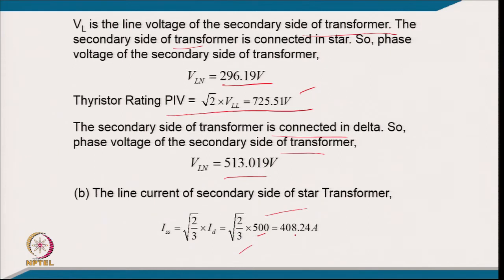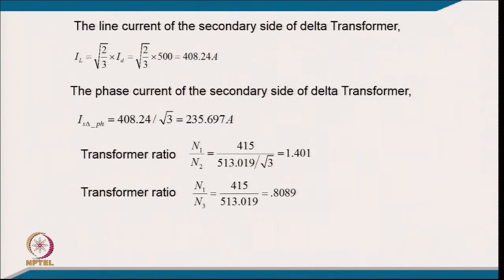The RMS current will be root 2 by 3 times IDC for a 6 pulse converter. So, you will have 408.24 ampere, and then you can get the line current of the secondary of the delta also, and typically you can have the phase winding current of the delta connected. From the voltages you can get the turns ratio, and this is the typical turns ratio of the two transformers.